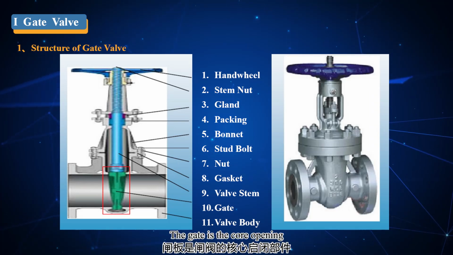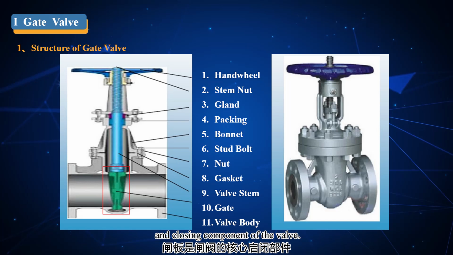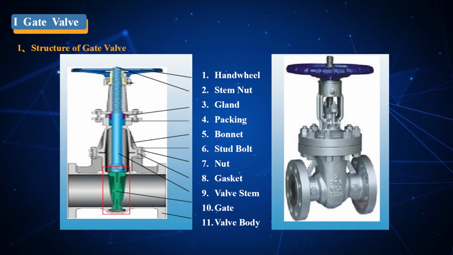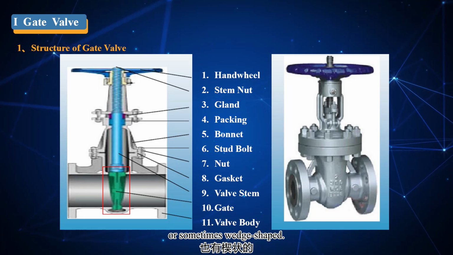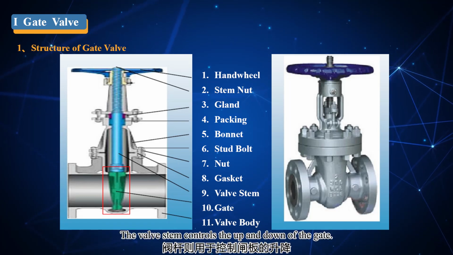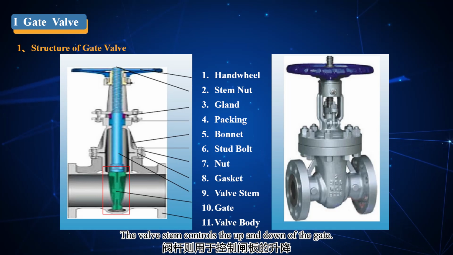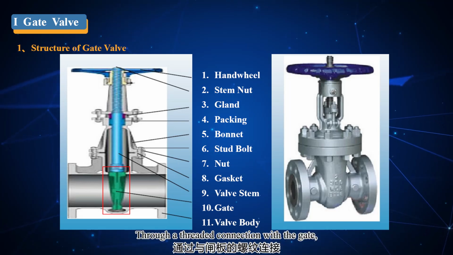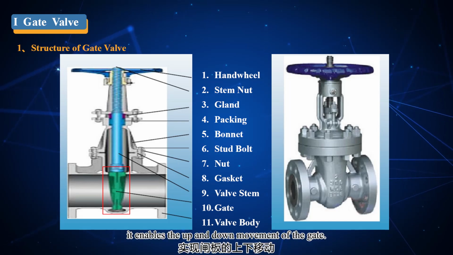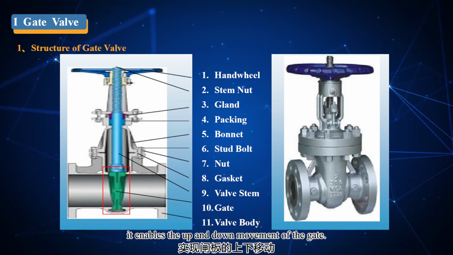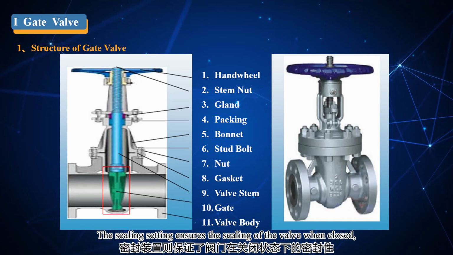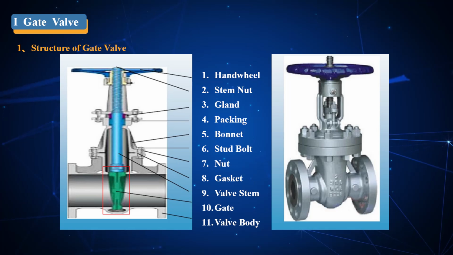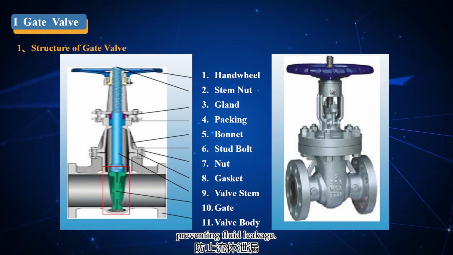The gate is the core opening and closing component of the valve. Its shape is usually flat, or sometimes wedge-shaped. The valve stem controls the up and down of the gate through a threaded connection with the gate. It enables the up and down movement of the gate. The sealing setting ensures the sealing of the valve when closed, preventing fluid leakage.